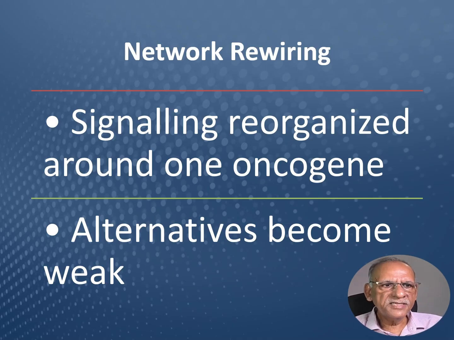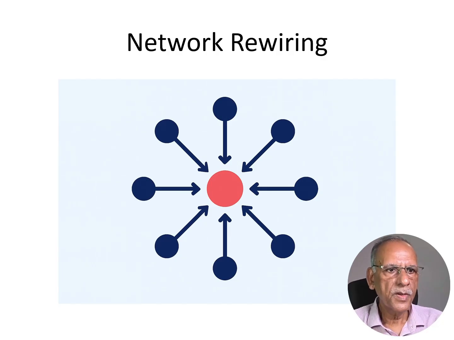So what happens is signaling mechanisms are reorganized around that one oncogene. It acts as a central mediator of these growth signals. The alternative pathways become weak. This particular pathway becomes stronger. That we call network rewiring.